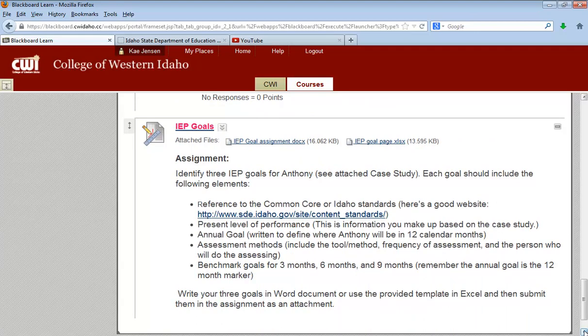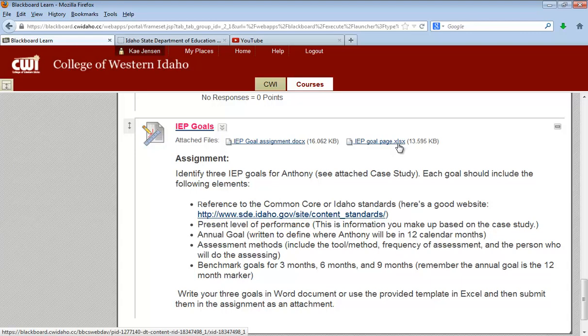One is a Word document, and it contains our case study about Anthony. It tells us a little bit about who Anthony is. Then we have a goal page template. If you're comfortable writing your goals in Word, you're fine to do so. But this template might help you confirm that you've received and included all of the information.